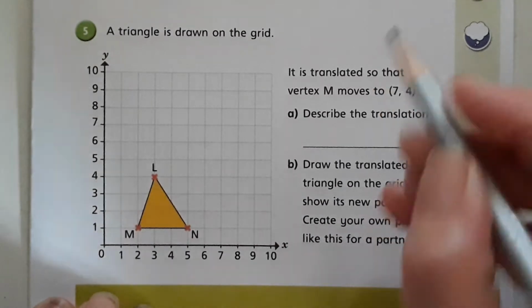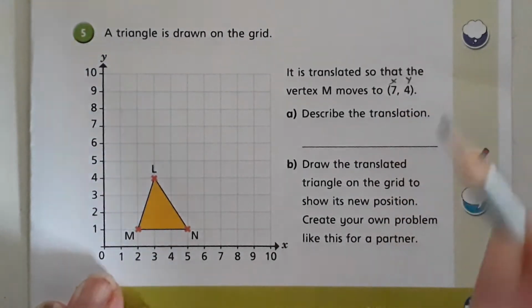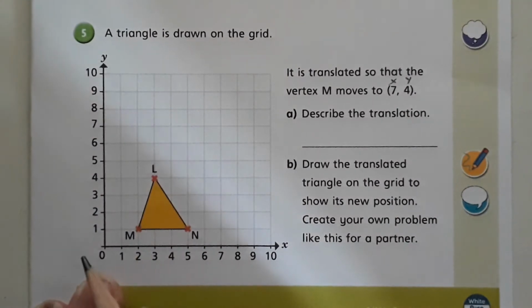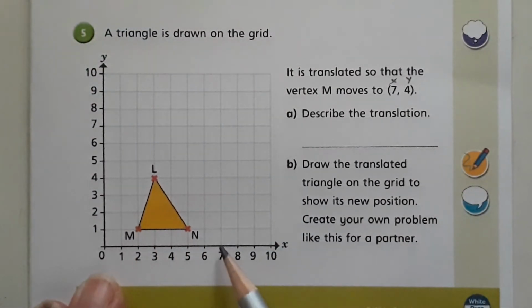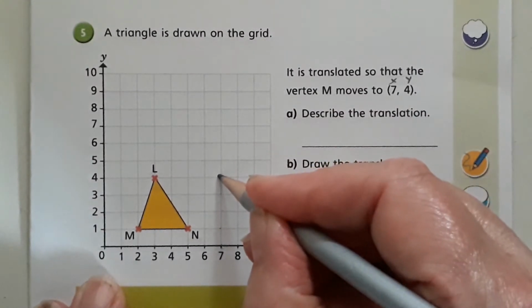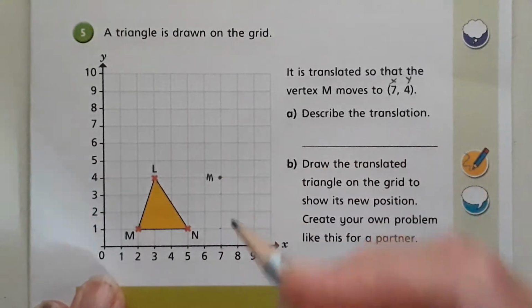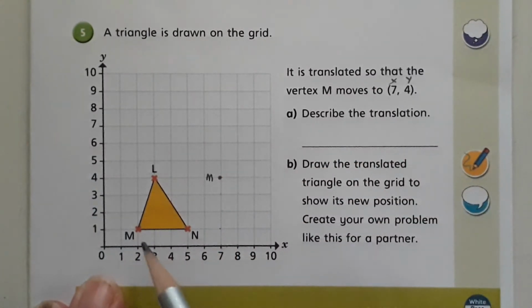Okay, so we know that there is our X and there is our Y. So we're coming along to 7. Okay, and 1, 2, 3, 4. All right, so this is our vertex M. So all of the rest of the vertices are going to move like that as well.